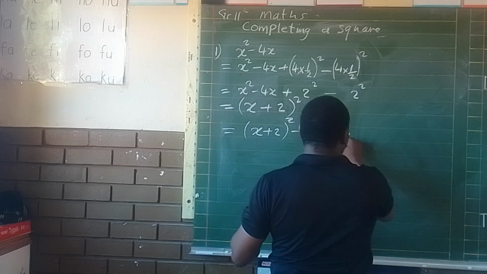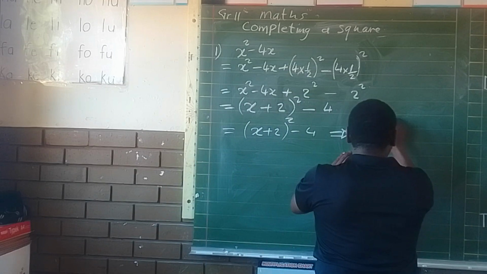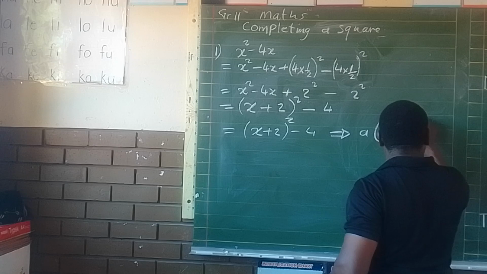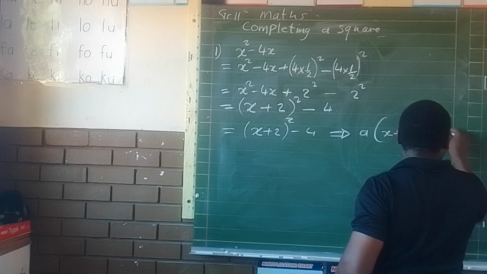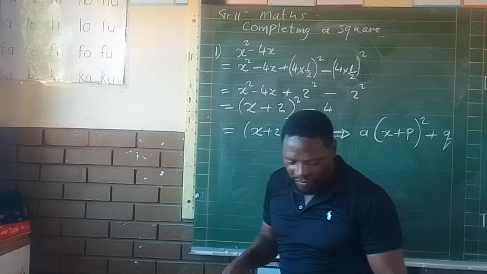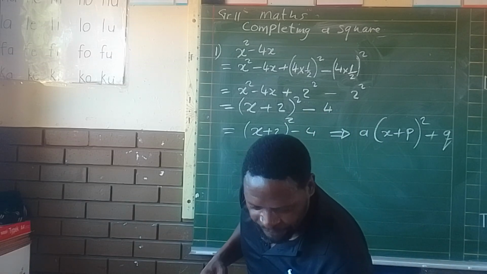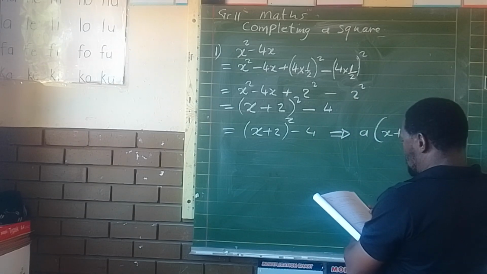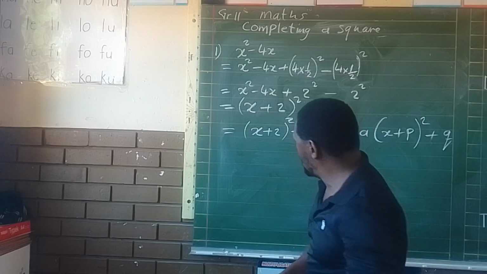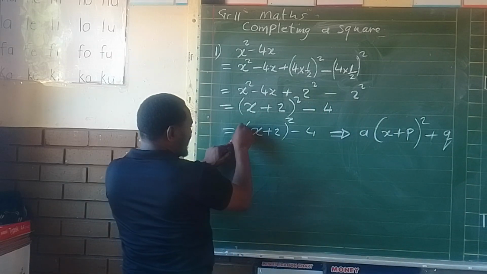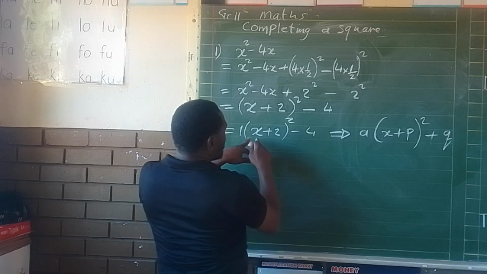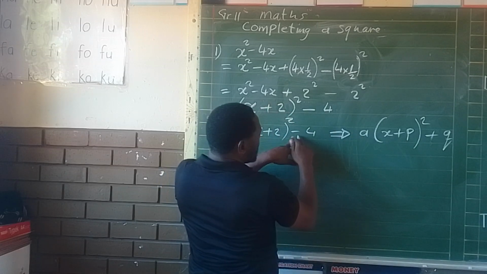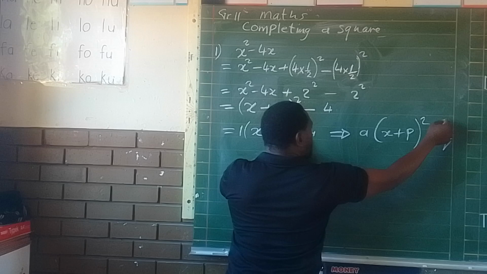This is in the form of a times (x plus p) all squared plus q. This is the form of a(x plus p) squared plus q. If you check here, our a here is 1. Then x plus 2 is x plus p. You square, minus 4 is this q.